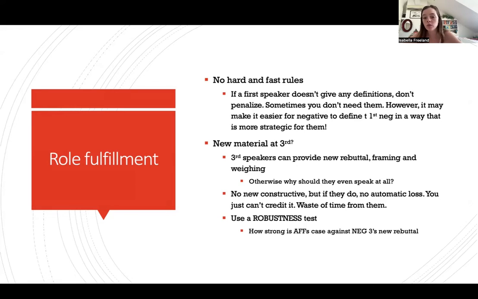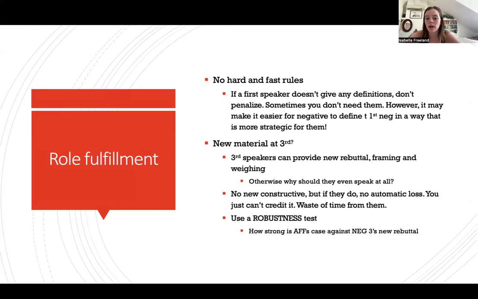And even if you think they should have done one and they didn't, that doesn't mean, again, that they lose the debate. And it doesn't mean that you need to penalize that speaker for not doing that, because you obviously have to adapt to the moment. For example, if first affirmative doesn't give a definition, it maybe makes it easier for first negative because they can redefine the debate in the way that works for them. But it doesn't necessarily mean that the first speaker of the affirmative team should be penalized for doing that.